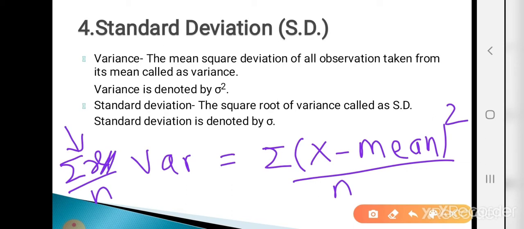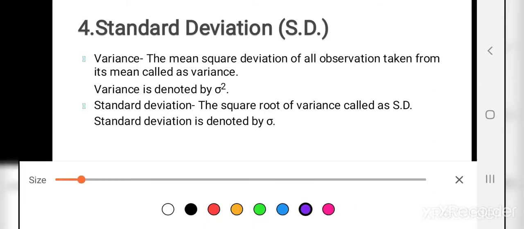But here in variance, this is the arithmetic mean of square deviation, meaning the subtraction of all observations from its mean. So the definition is: the arithmetic mean of square deviation of all observations from its mean is called the variance. Variance is denoted by sigma square.